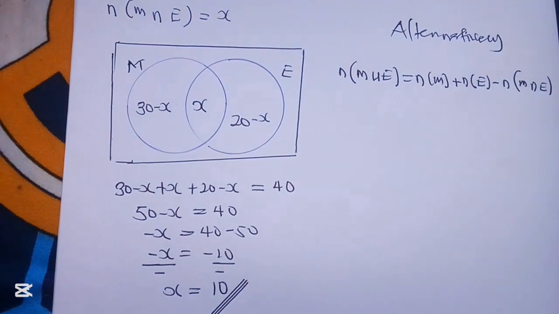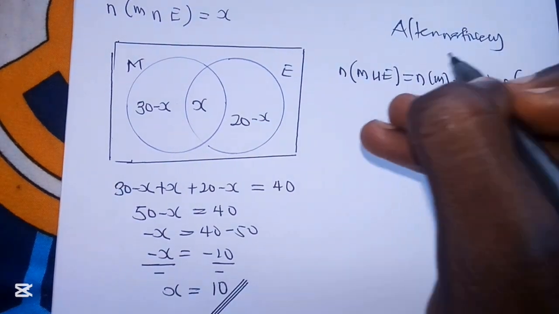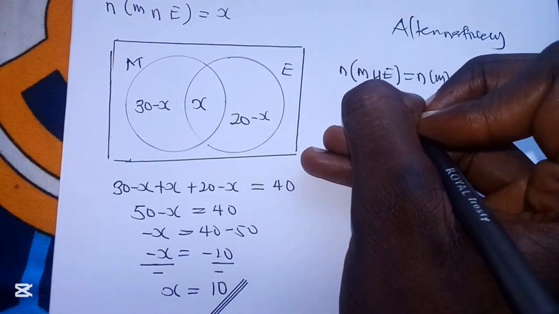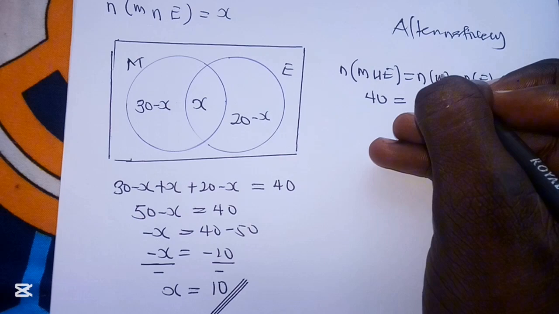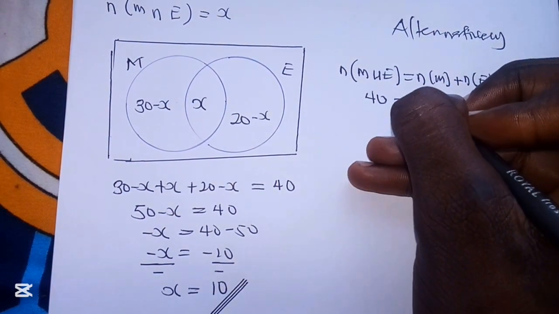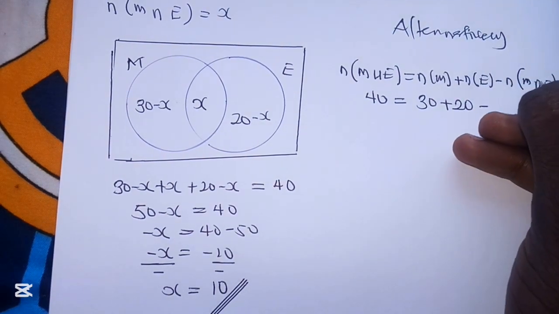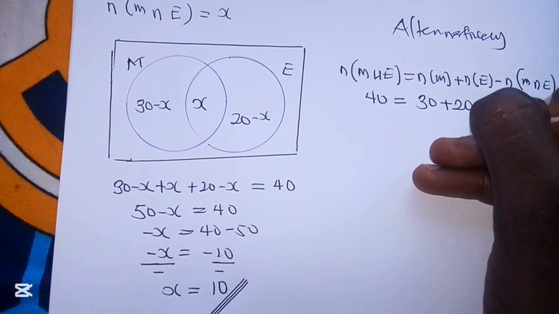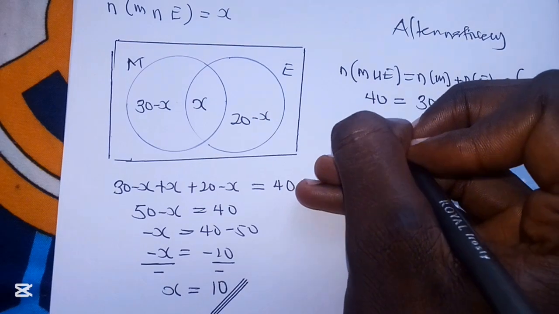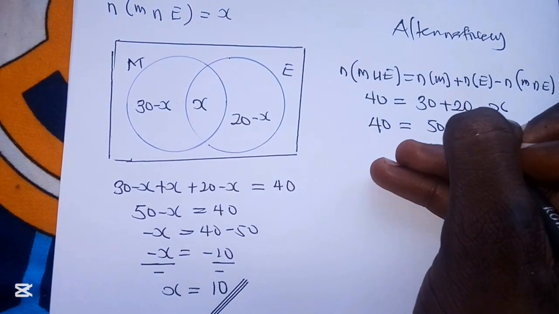Okay, from this way you substitute now. What's the number of math union English? So you are given it right away as 40. This equals number of students that offer math. You are given it as 30. From the question, it is 30 plus English is given as 20 minus this. We are already letting it be X. Then we say 40 is equal to 50 minus X.